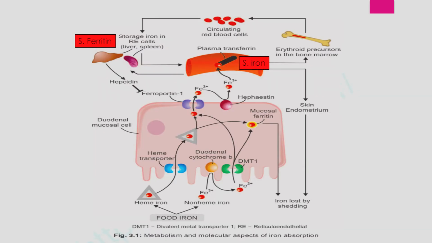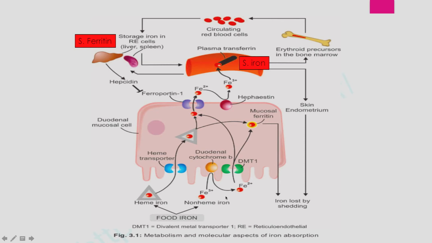Now let us see the iron metabolism in the body. This cell here is a duodenal mucosal cell, which is present in the duodenum. So let us say that this is the duodenum, and this is one cell of the duodenum, and these are the villi, and inside is the space where the food is present. The food contains two types of iron, one is heme iron, one is non-heme iron.